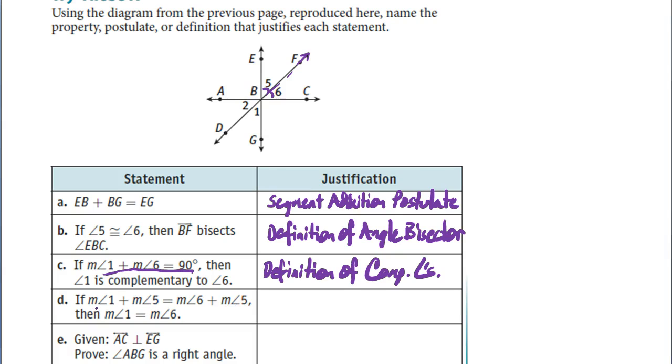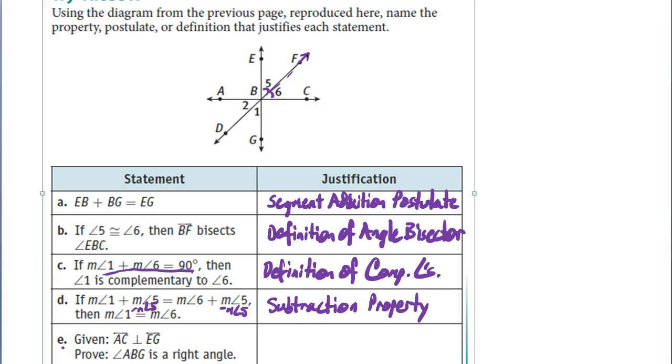Next, question D. If the measure of angle 1 plus the measure of angle 5 is equal to the measure of angle 6 plus the measure of angle 5, then the measure of angle 1 equals the measure of angle 6. Why can we make this conclusion? Well, to get this statement, what must have happened is we took the previous equation and subtracted the measure of angle 5 from both sides, subtracting the same things from both sides of an equation. What is the thing that allows us to do that? And that was called the subtraction property of equality.